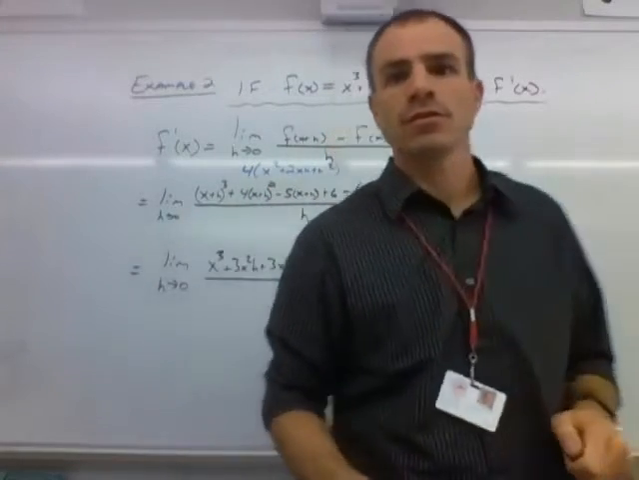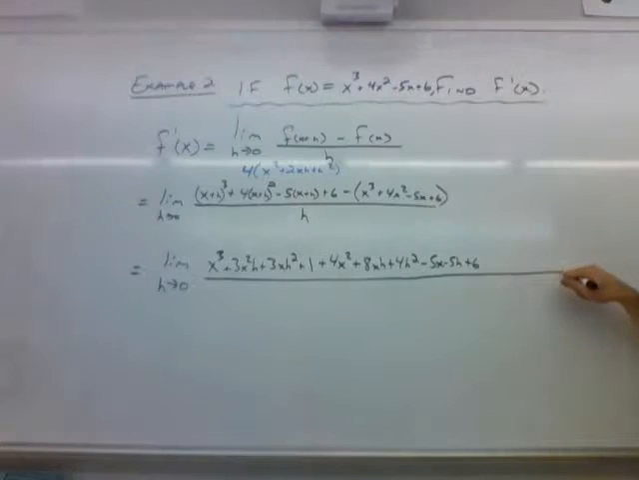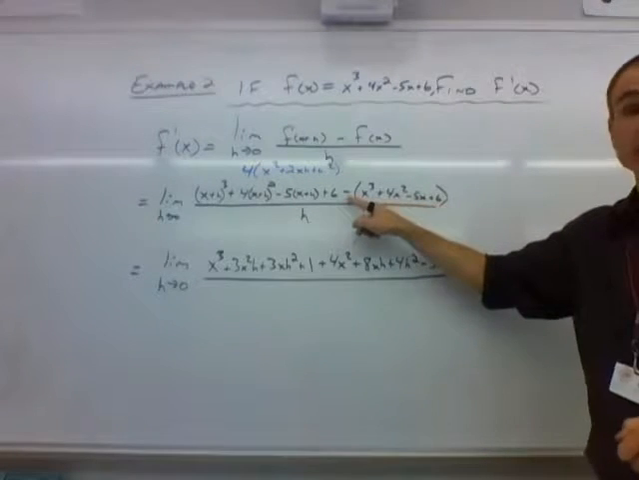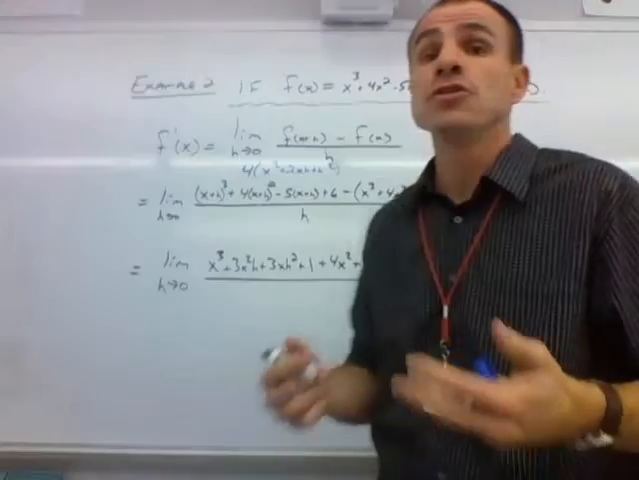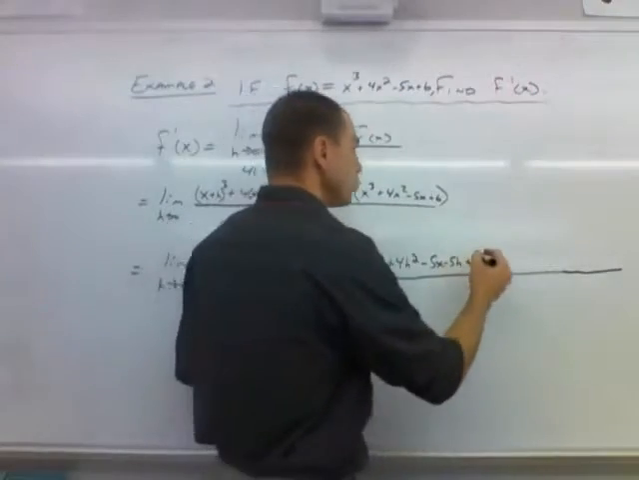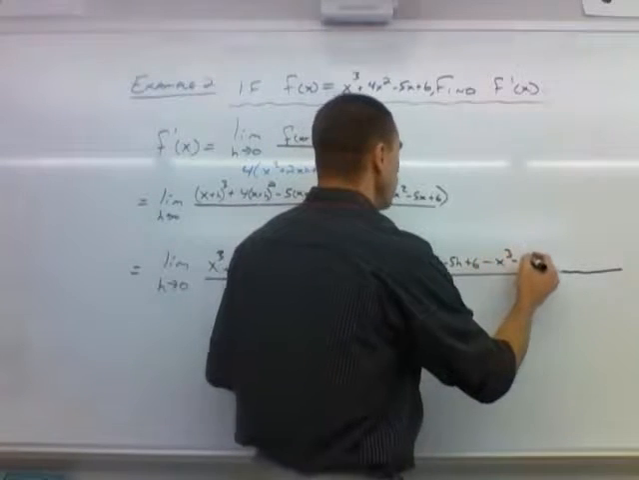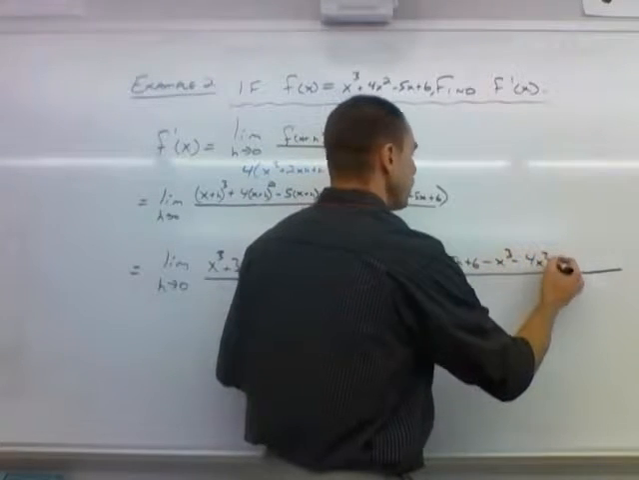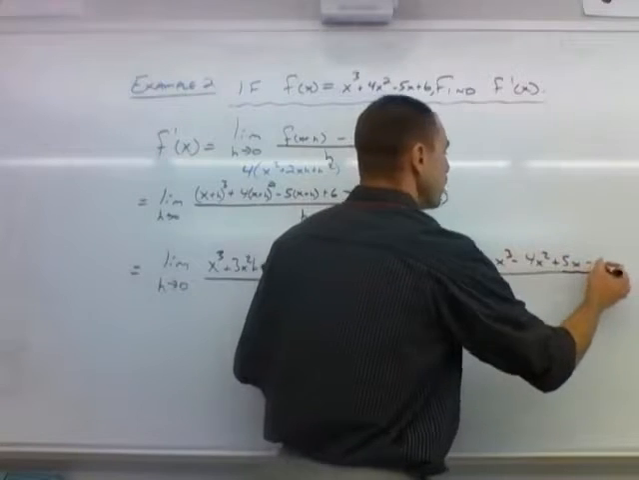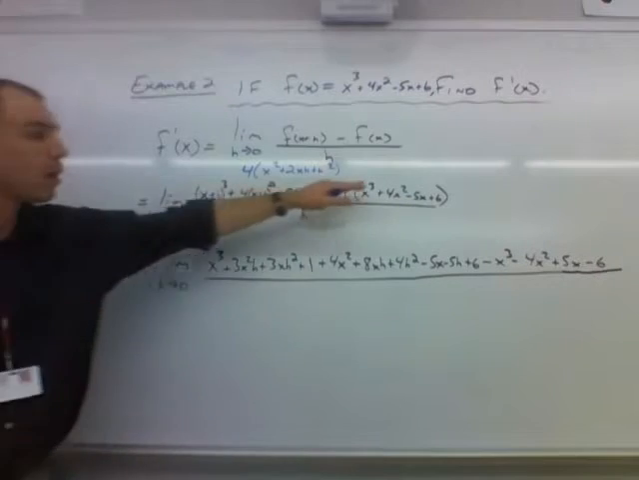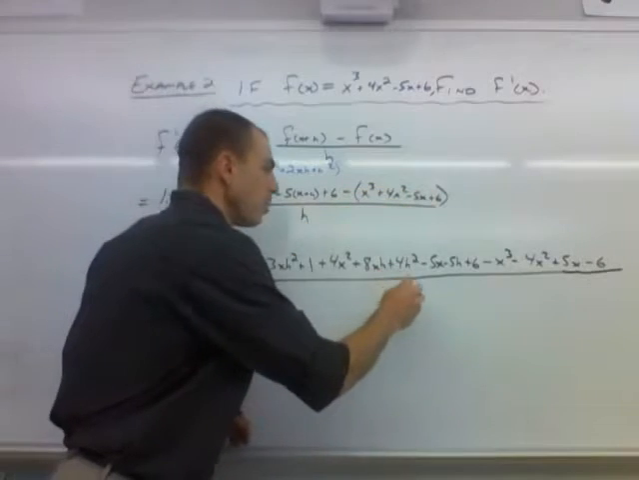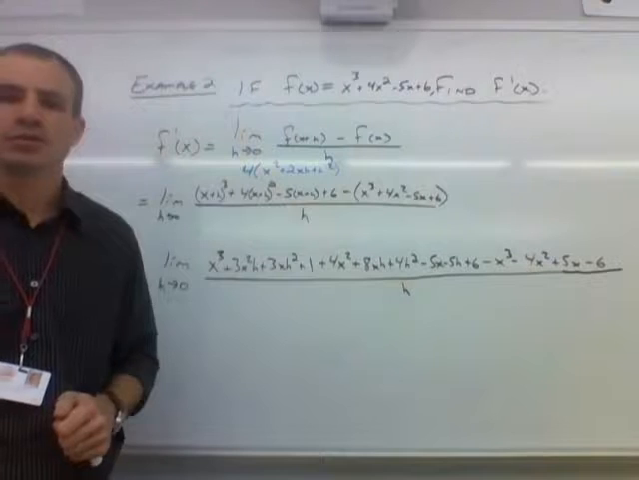Getting low on room here, so I'm going to make my fraction bar even larger. I told you this would take up some space. Now we have to subtract the entire function, so we're going to distribute that negative sign just like we did in the previous problem. So we're going to have minus x cubed minus 4x squared plus 5x minus 6. That's my entire numerator. That's what happens when we do all the algebra out, and that's all over h.